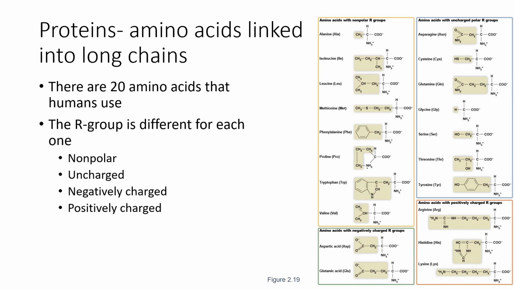These amino acids have different what we call R groups, and those are the things that are highlighted in this picture over here. Those R groups are on the side chain, and they are different for each one.